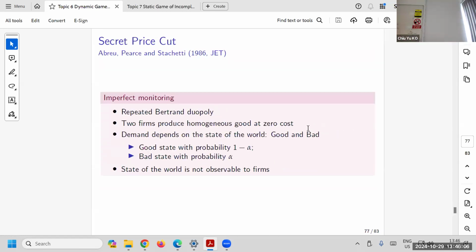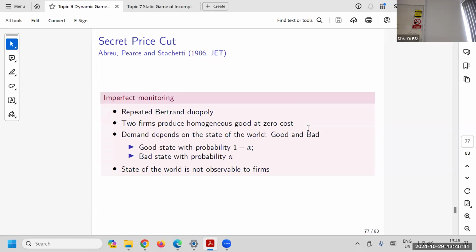Now we get to another paper. It's also a very famous paper. Actually, today we discussed two classical papers in the game. This is called the secret price cut. Okay, it's Blue, Pierce, and Stachiti, and they basically have a duopoly. Okay, again it's homogeneous good, zero cost. Again, there's a world state, but it's not W, it's alpha. I just follow the notation in the paper. So it's slightly different, but the same idea.